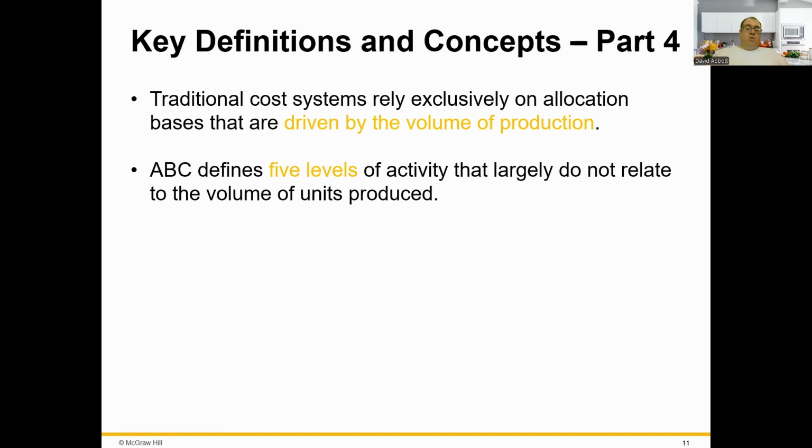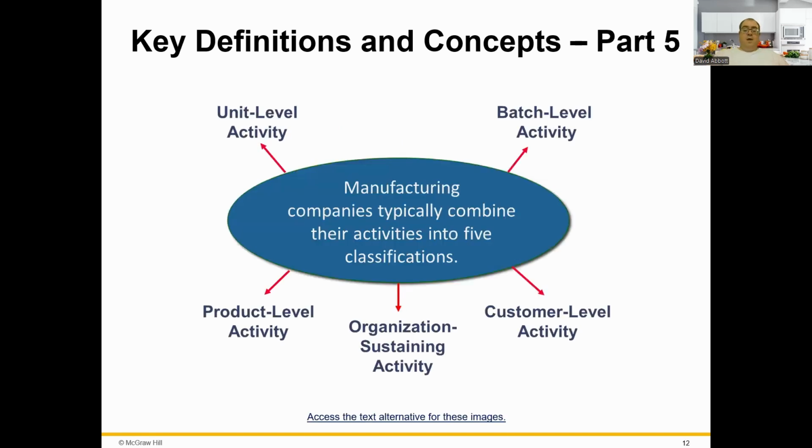Traditional cost systems rely exclusively on the allocation bases that are driven by volume of production. ABC defines 5 levels of activity that largely do not relate to the volume of units that are produced. And that's what we're going to go into now.